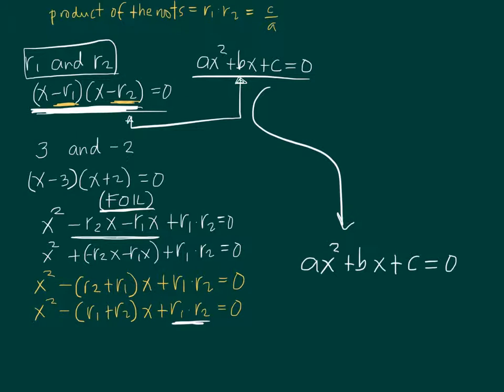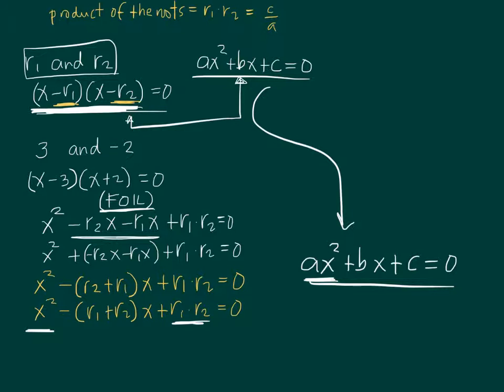Now the problem here is that x squared has a coefficient of 1 while ax squared has a coefficient of a. Now we cannot just assume that a is equal to 1. So we have to make this equation ax squared plus bx plus c equal to 0 be transformed into something with just x squared and not ax squared.